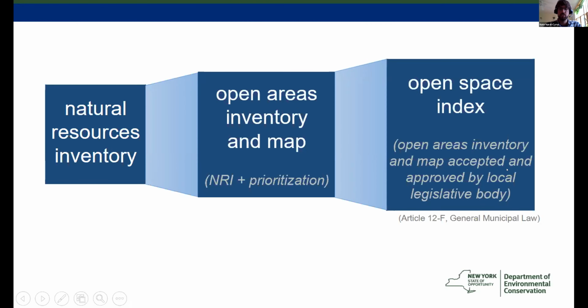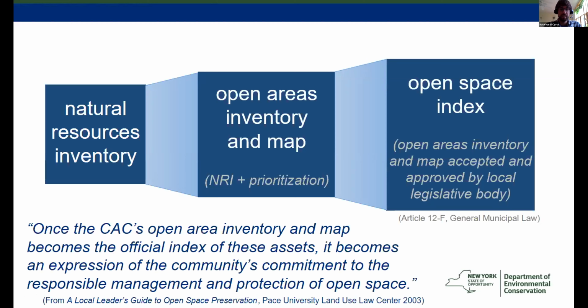But really this is just a prioritization, taking the NRI and prioritizing specific parcels for acquisition based on what resources and what community input goes into that. And that ultimately is something that CACs are tasked with doing. It basically becomes the expression of the community's commitment to open space. It helps them articulate what the priorities are.